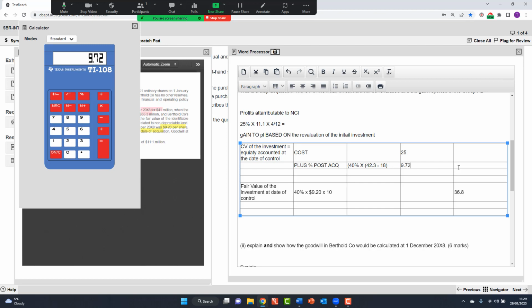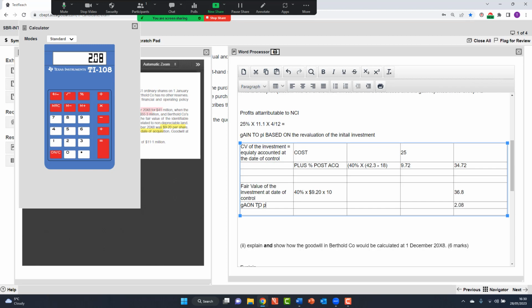That's 47.2, that's 9.72, that's 34.72. And then the difference between those numbers is beyond my mental maths when I'm trying to work things out quickly. So 36.8 minus 34.72 gives you the gain that appears in the group P&L on a step acquisition, because you're revaluing that, and that difference there is 2.08. That is your gain to the P&L.